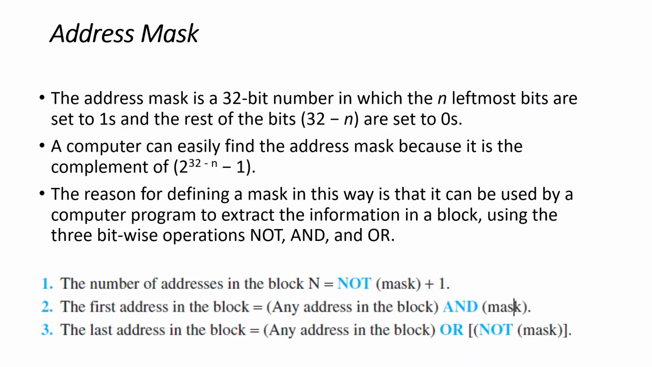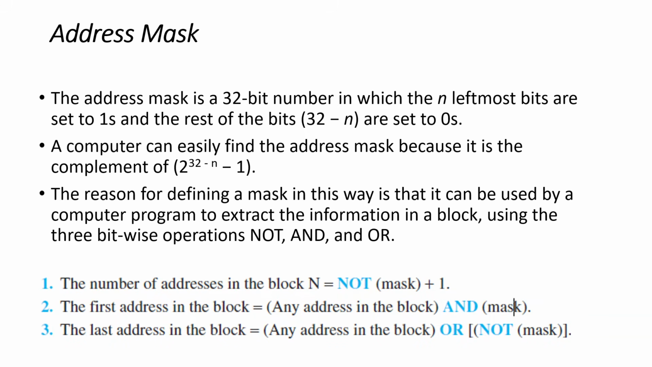The next concept is the address mask. The address mask is a 32-bit number in which the n leftmost bits are set to ones and the rest of the 32 minus n bits are set to zeros. This is the address mask. That is, for a given 32-bit address, the n leftmost bits are set to 1 and the remaining 32 minus n rightmost bits are set to 0. A computer can easily find the address mask because it is the complement of 2 power 32 minus n, minus 1.